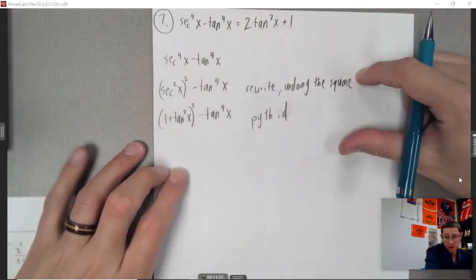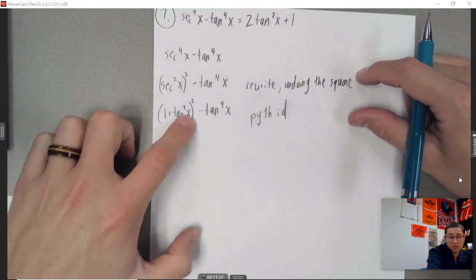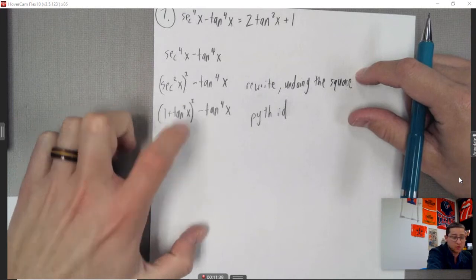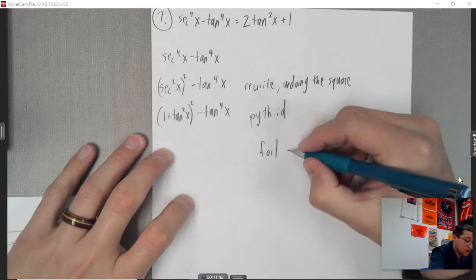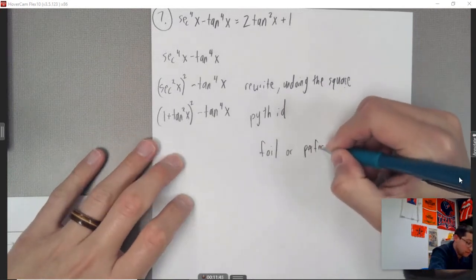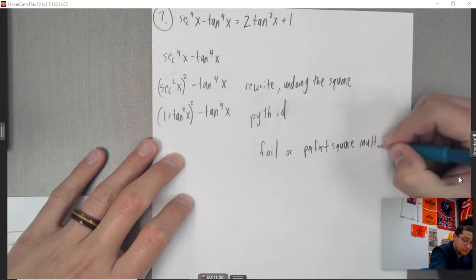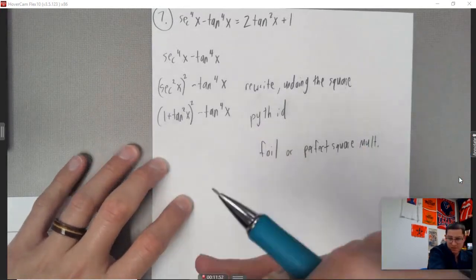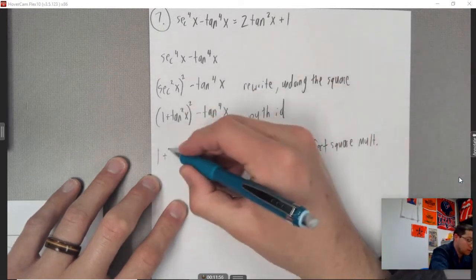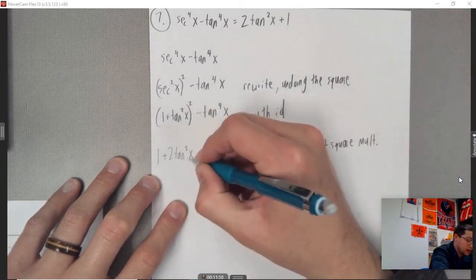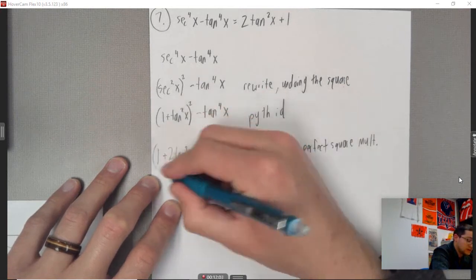So that doesn't do us anything by itself, but if we multiply it out, maybe it will. So let's go ahead and multiply. We're going to take care of the squaring, so we're going to FOIL, or you could do perfect square multiplication. To save us some time, I'm going to go ahead and do that. We've got 1 plus 2 tangent squared x, and then plus tangent to the fourth of x. That's that entire thing.